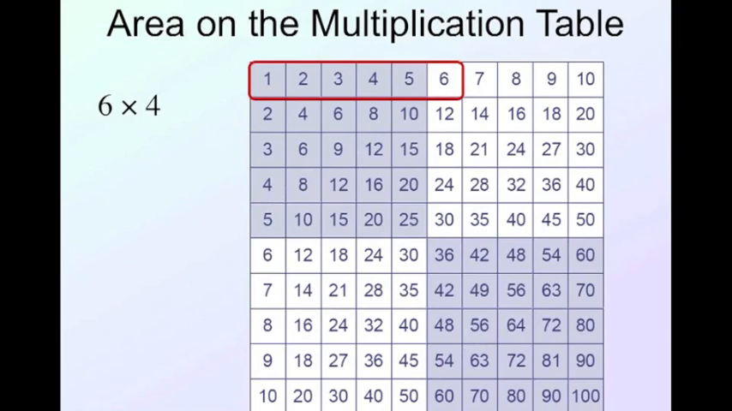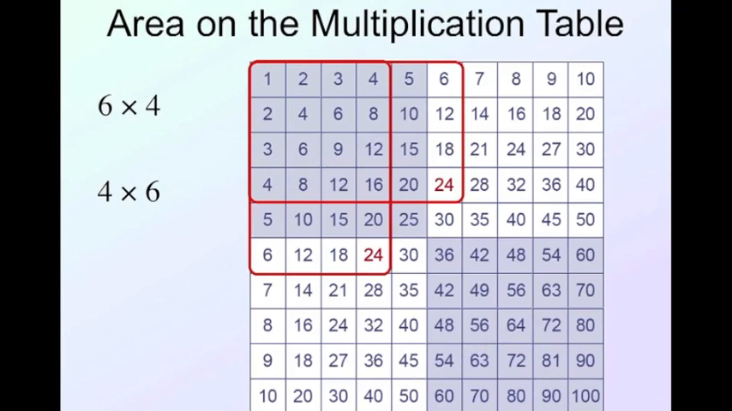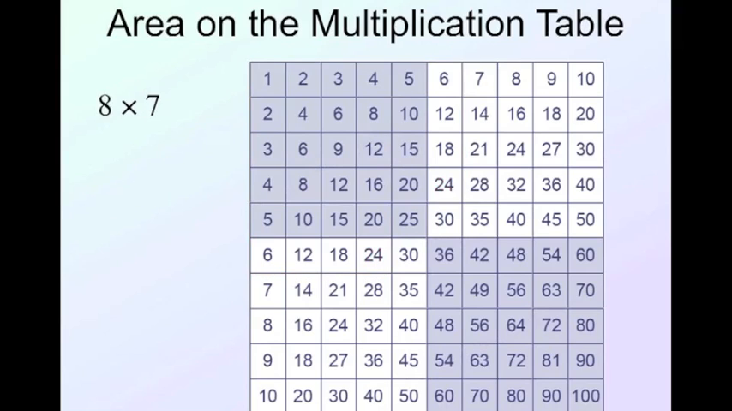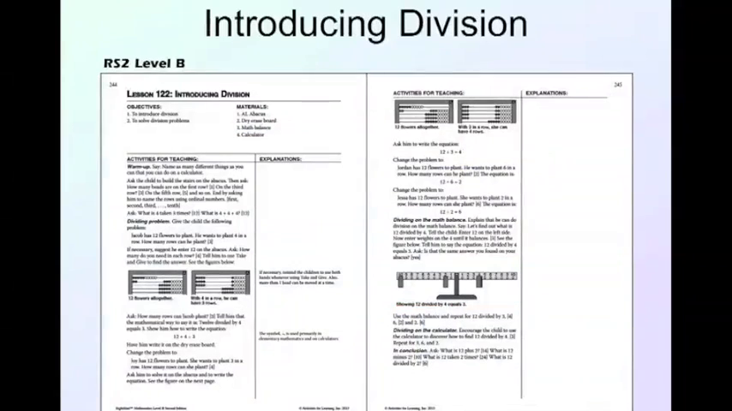Let's look at area on the multiplication table. If I take 6 times 4, so I take 6, 4 times, my answer is 24. It's the same thing as 4 times 6. So if I take 4 6 times, it's also 24. So we're looking at area and seeing how the two are related. Let's do another one here. 8 times 7. So I have 8 7 times is 56. Here's 7 times 8, which is also 56.